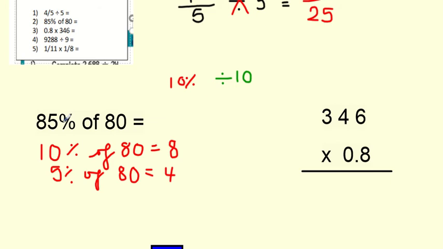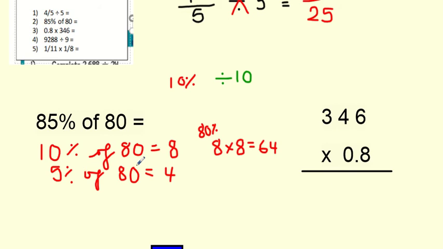Okay, I need to find 85%. So how could I use 10% now to find 80%? Well, 80 is 8 lots of 10. So I know I'm going to need 8 lots of 10%. So 8 times 8 is, well done everybody, 64. So I now know what 80% is.